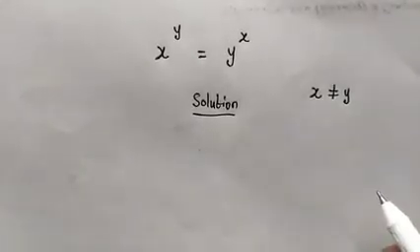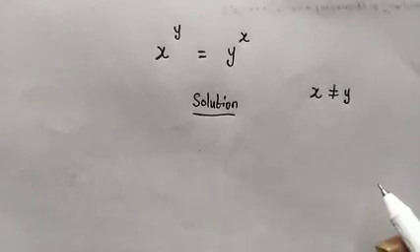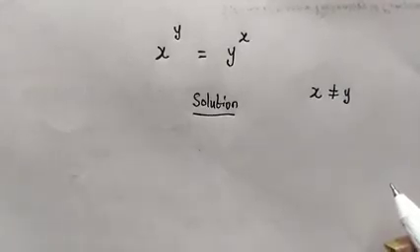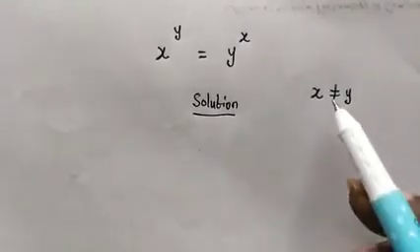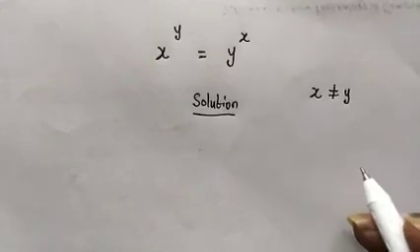Today we have this interesting exponential equation. We have x raised to the power of y is equal to y to the power of x, and here we're going to solve for x and y values, right? But we're given that x is not equal to y, right?